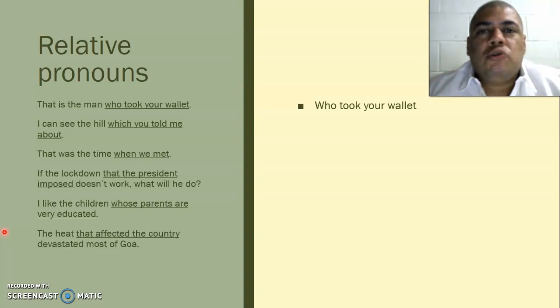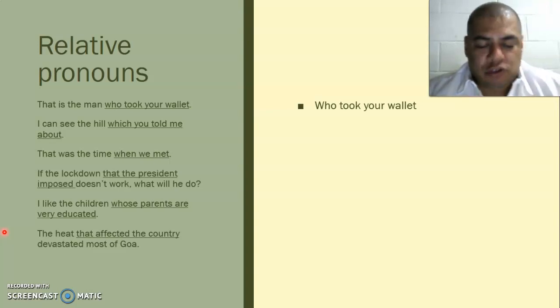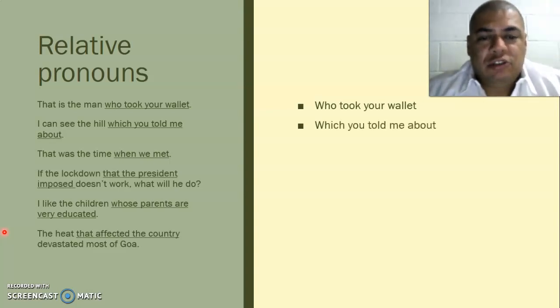What is the word who substituting? It is substituting the man. So, in the clause, it's like if it said, the man took your wallet. If the man is the subject, what is the role for who in the clause? It's the subject, right? So, if the antecedent, the relative pronoun performs the same role that the antecedent would perform in the clause. Next one, which you told me about.